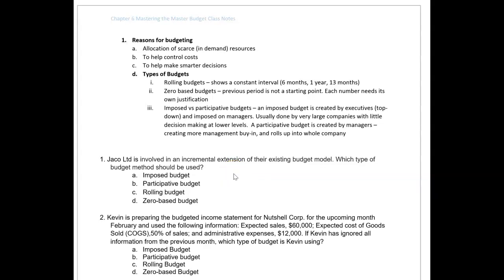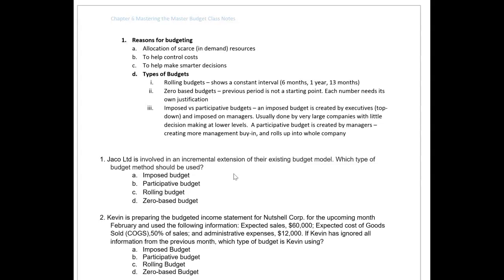little bit. And then the next one is Kevin is preparing the budgeted income statement for Nutshell Corp for the upcoming month of February, and has used the following information. He's got sales, expected cost of goods sold, administrative expenses. If Kevin has ignored all information from the previous month, what kind of budget is it?